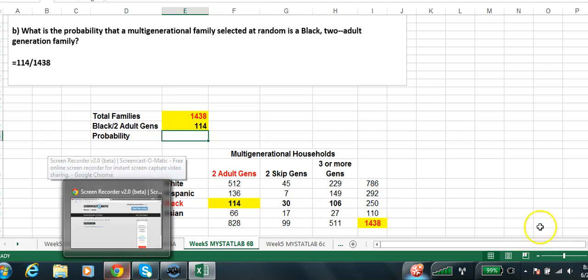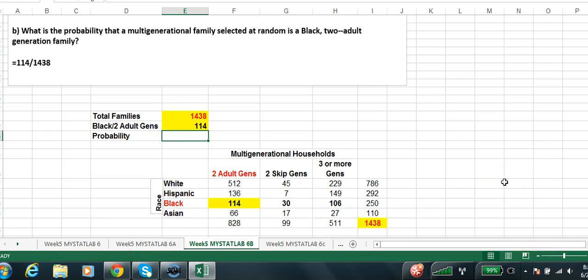Next, we're asked, what is the probability that a multi-generational family selected at random is Black and a 2 adult generation family? So now we have 2 traits. Before we had 1 trait. We were looking for multi-generational families that identified as Hispanic. Now we have 2 traits. The family identifies as Black and also identifies as a 2 adult generation family.